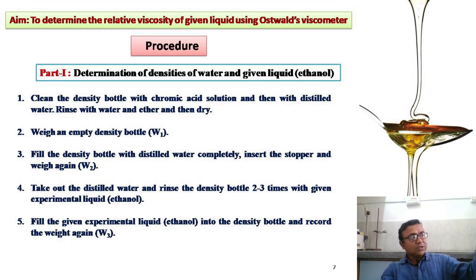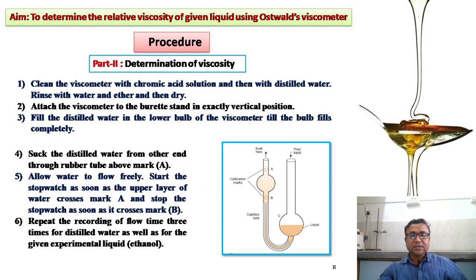Again note down the volume of the density bottle. It is written as 25 ml. You can note it down from the given title. Then the second part is the determination of viscosity. Here the Ostwald viscometer is used to determine the viscosity.